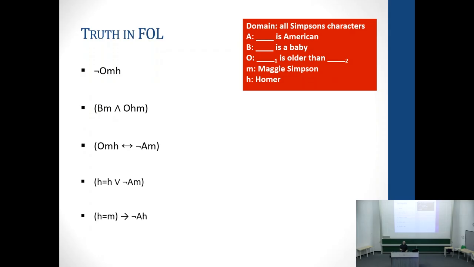So, we can give a quick rundown. Here's a sample interpretation. We've got every Simpsons character ever, which is a huge domain. We have the predicate A, fixed indirectly as 'is an American.' We have B, fixed indirectly as 'is a baby.' O, a two-place 'is older than' relation, and we have little m for Maggie and little h for Homer. So if we take this, what's the truth value on this interpretation of sentence 1, our top sentence? On this interpretation, is negation OMH true or false?